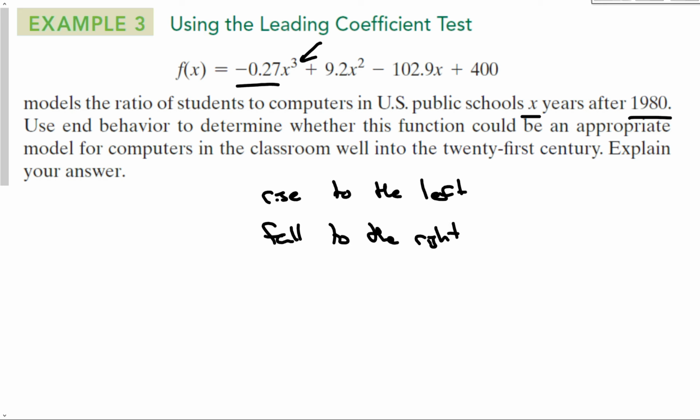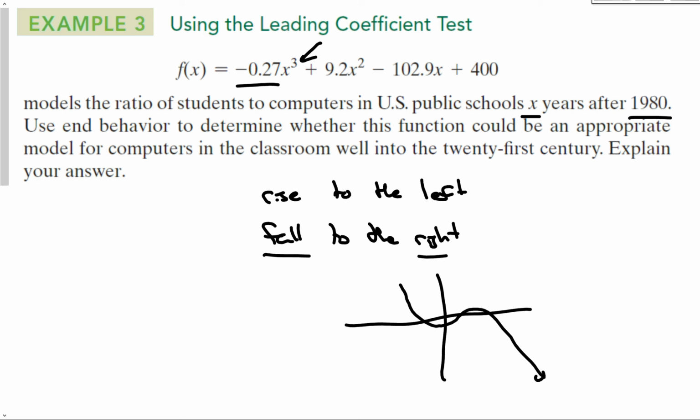Okay, so I don't know what this function actually looks like, and I don't want to graph it. All I know is that on some sort of graph, it's going to be going down. Something's going to happen in the middle. Oh, whoops. It's going to be going up, right? It's rising to the left. Something's going to happen. And then eventually it's going to go down as I keep going further and further to the right.